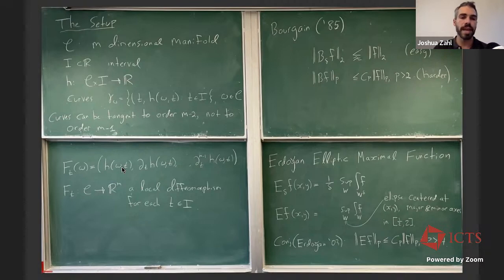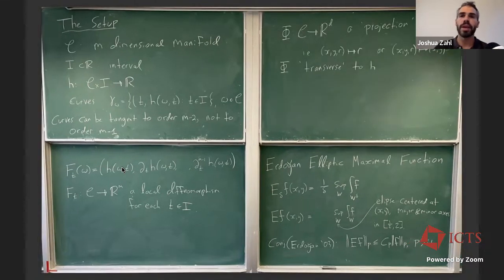So this is saying that this map from the set of curves to R^m is a local diffeomorphism, or you could even ask that it's a global diffeomorphism, right? So once you know that information at some fixed point t, then you know what the curve is. So this is a setup which can be used to generalize all these maximal functions I've described to you.